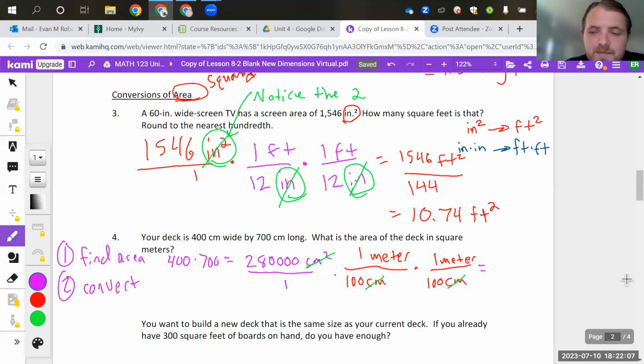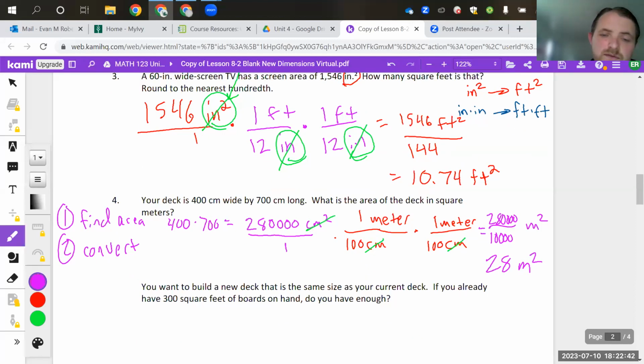So the actual work that's going to happen is 280,000 divided by 10,000. And using my calculator, or you can cross out the zeros, you're left with just 28 meters squared. Again, the reason why I did it that way, where you found the area then converted, is because you're going to have to do that process a lot. So we might as well just get better at that process. But again, you totally could have converted 400 and 700 to meters first, and then found the area from there.